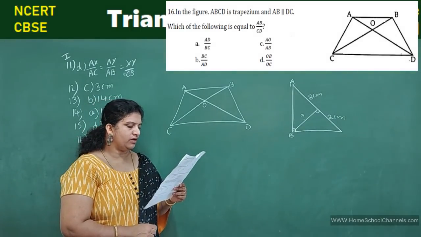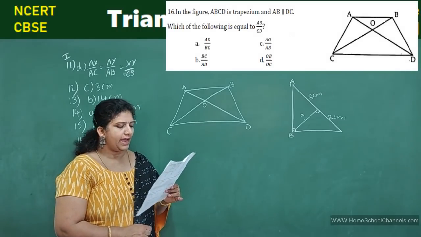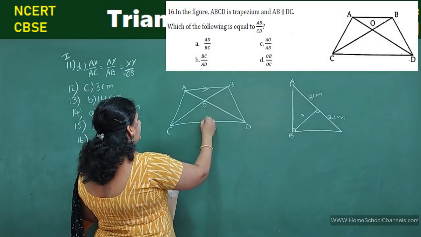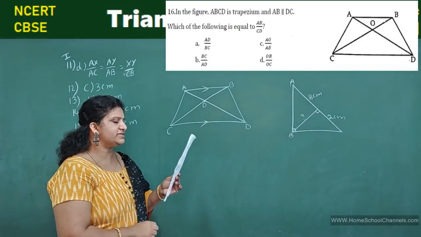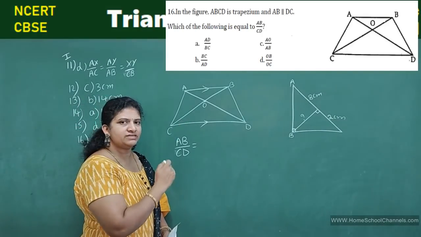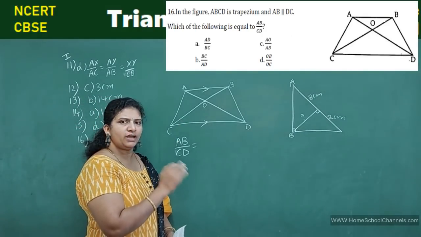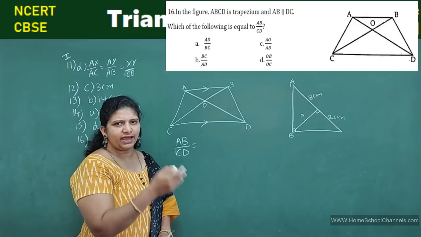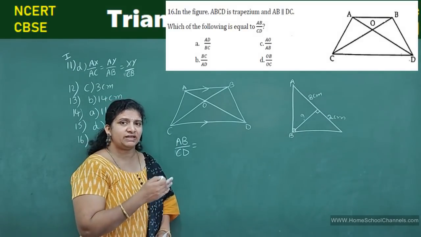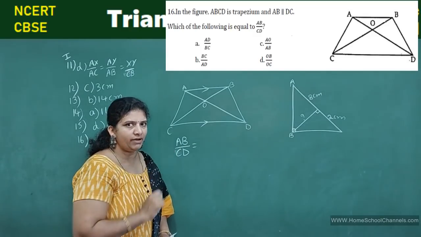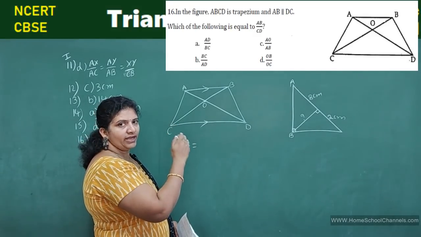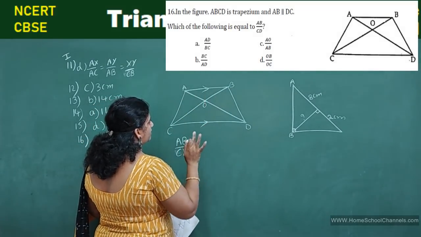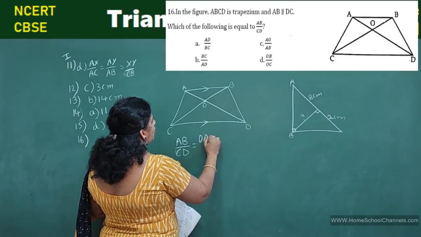16th one, in the figure ABCD is a trapezium and AB is parallel to DC. You can see the trapezium here. Which of the following is equal to AB by CD is your question. A similar type of MCQ I have done before, right? So comparing the triangles, with alternate angles and vertically opposite angles, the two triangles are similar. If they are similar, the ratios are in proportion. So we know AB by CD is given here, and I write the other ratios.